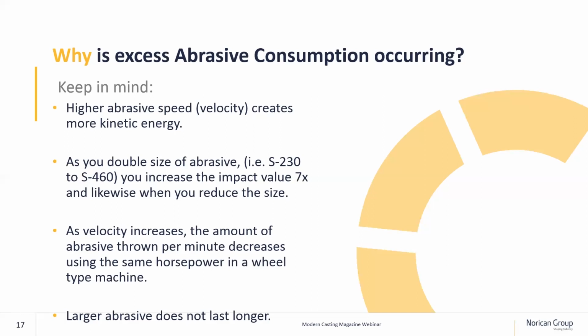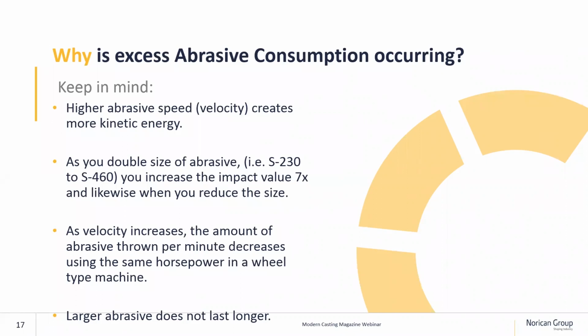Always throwing more velocity is not always bad, it's not always good. You have some other things that you can look at. You can look at different abrasive sizes going along in conjunction with the increase in velocity. As the velocity increases, the next point, the amount of abrasive thrown per minute decreases. And that's given that you're using the same horsepower in a wheel or the type of machine. I'll be honest, 20 years ago, that one was one of the hardest for me to wrap my mind around. But it's true.